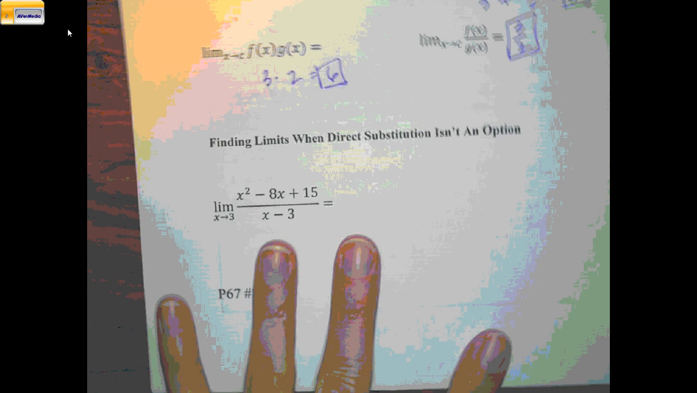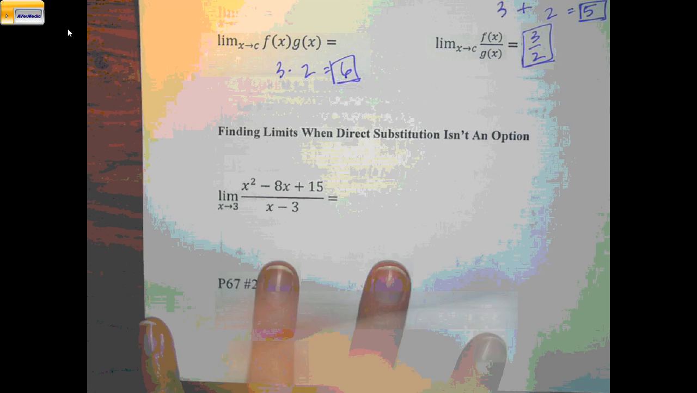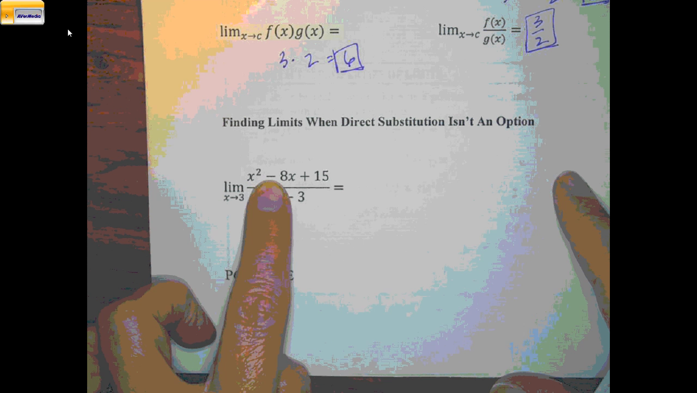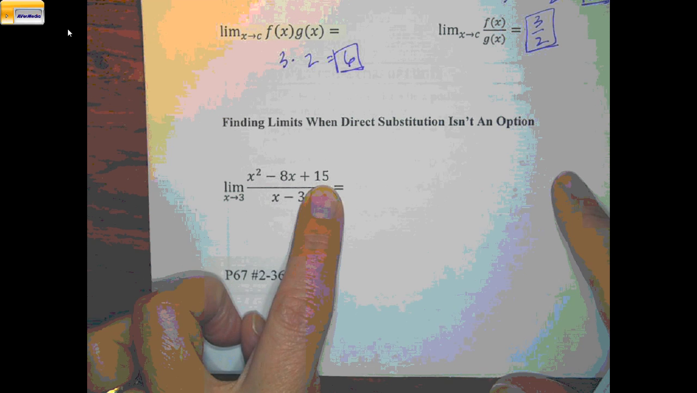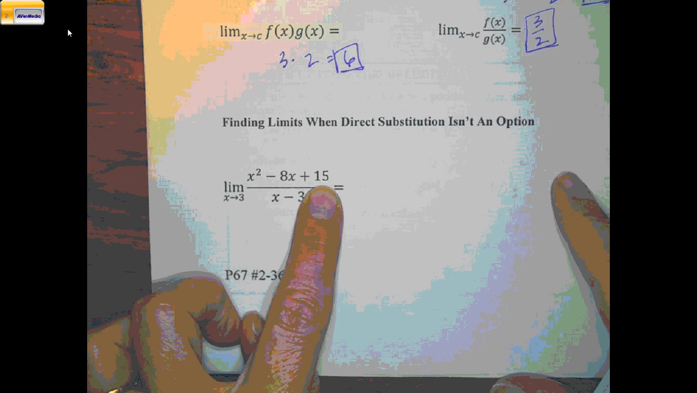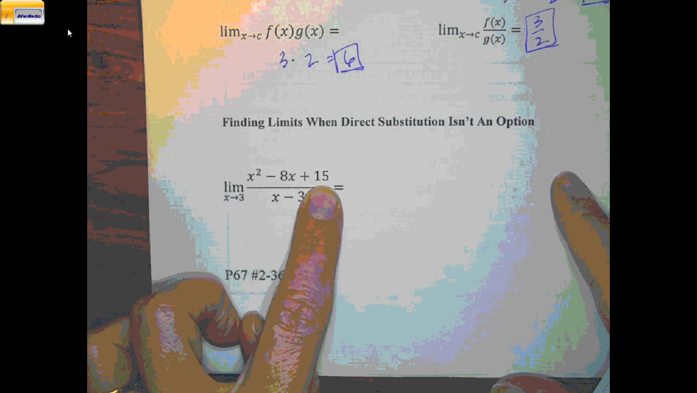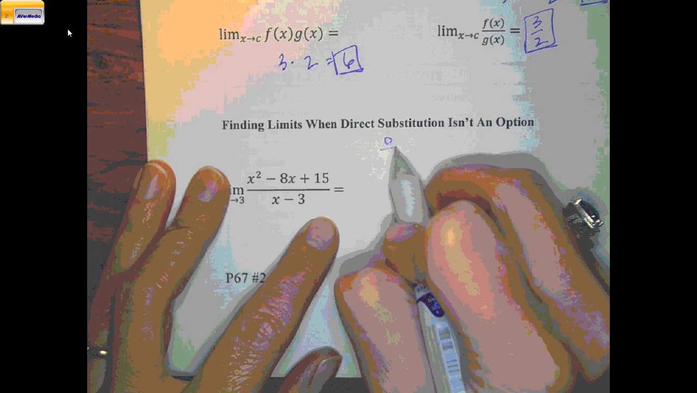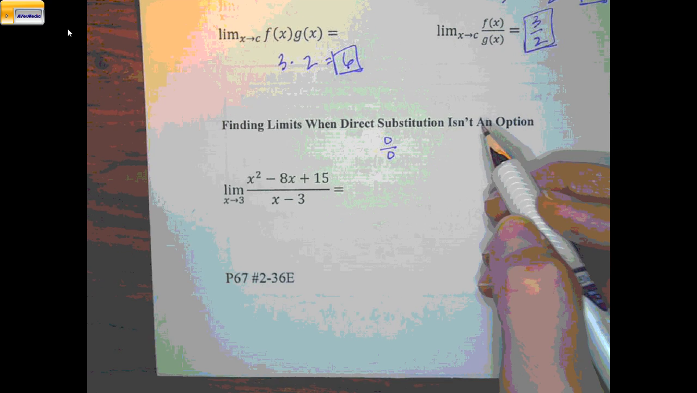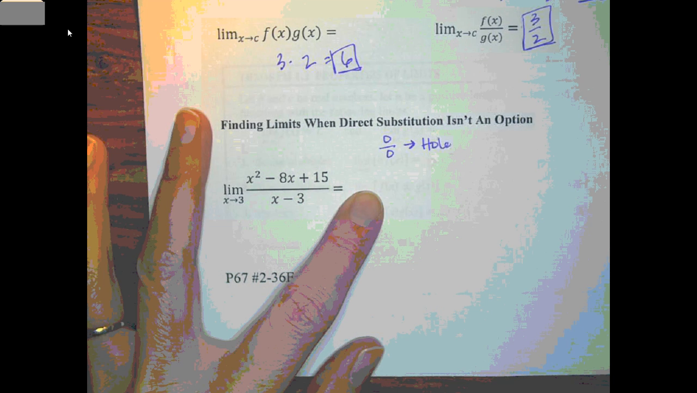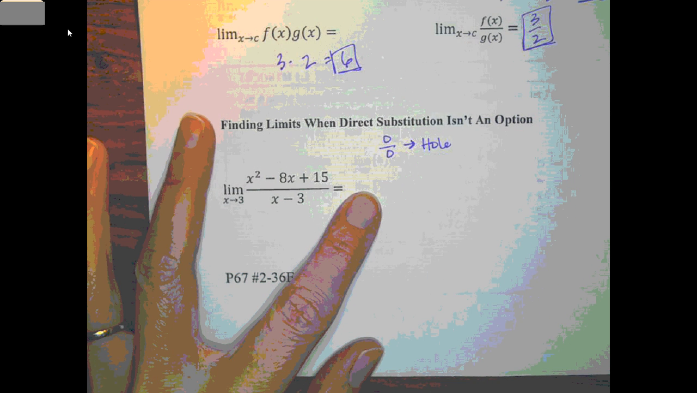Finding limits when direct substitution is not an option. If I put a 3 in the top of this, I'm going to have 9 minus 24 plus 15. What is that? It does matter. What is it? Well, it's the 0 on the bottom. Correct, but what's the top? 0. Here's why it matters. If you get 0 over 0, something's going to go off in your brain and you're going to go, that means that there's a hole. It tells you the kind of discontinuity we have. And it means that you've got more work to do than just plugging in a number.